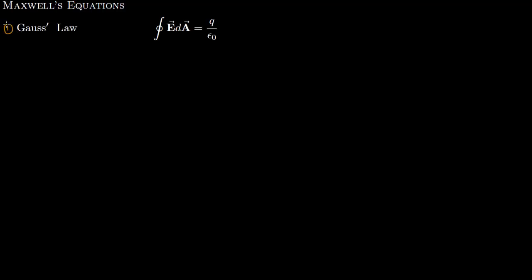So this you have seen before. So you have the integral of the electric field E dot dA vector. This is equal to charge over epsilon naught, which is the permittivity of free space.